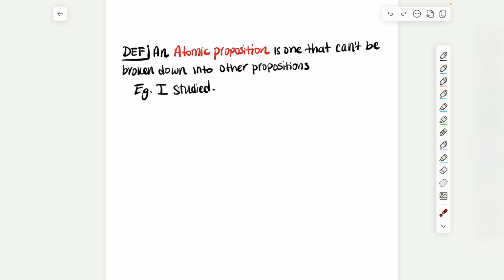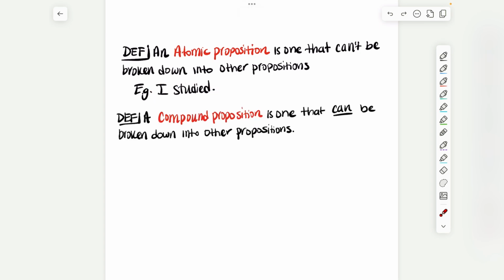For example, "I studied" is an atomic proposition because it can't be broken down into other propositions. We can call this proposition P, and proposition P is as small as it can be. It's an atomic proposition. Unlike a compound proposition, which is one that can be broken down into other propositions.